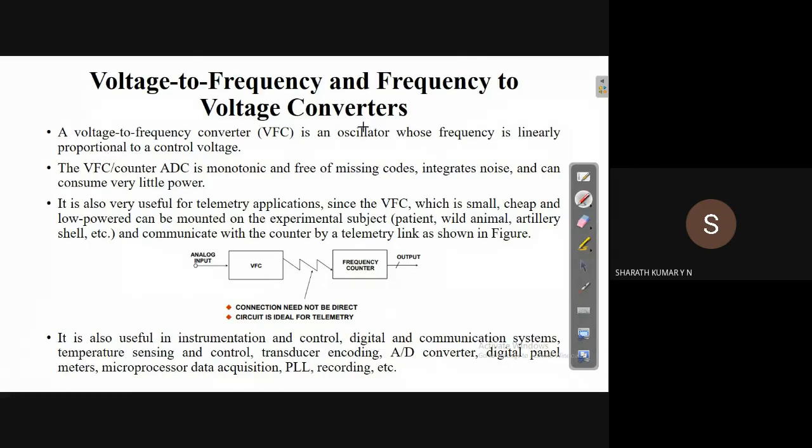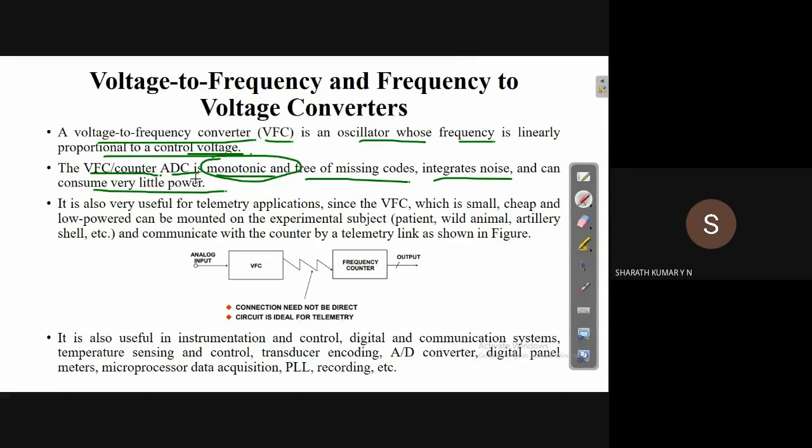Okay. So a voltage to frequency and frequency to voltage converter is an oscillator whose frequency is linearly proportional to the control voltage. It's also called a VFC. So its frequency is proportional to the control voltage. A VFC or counter ADC, an electro-digital converter, is monolithic and free of missing codes, integrates noise, and can consume very little power. Okay, so what is monolithic?